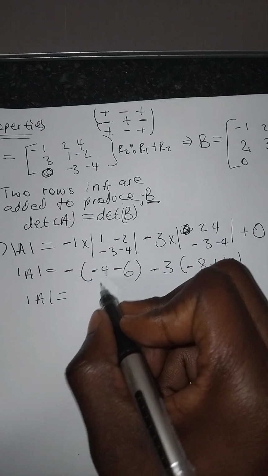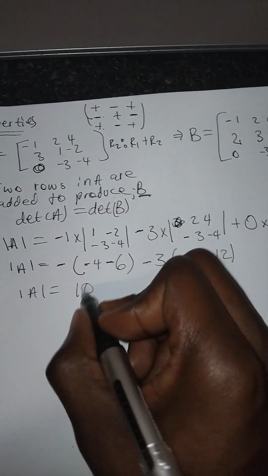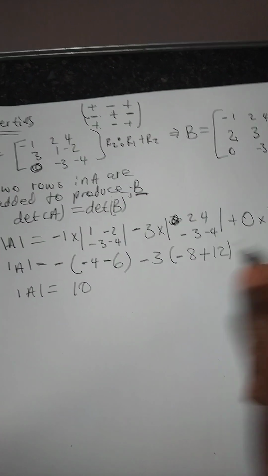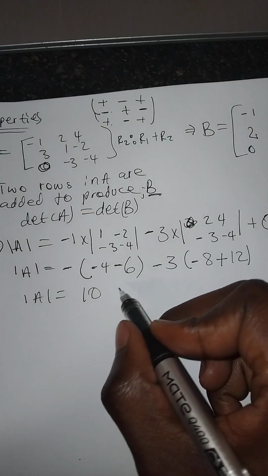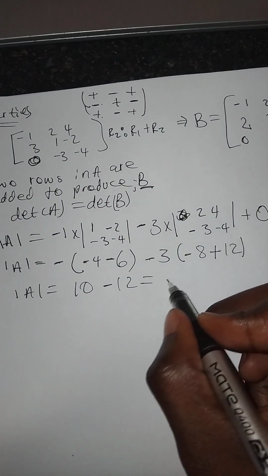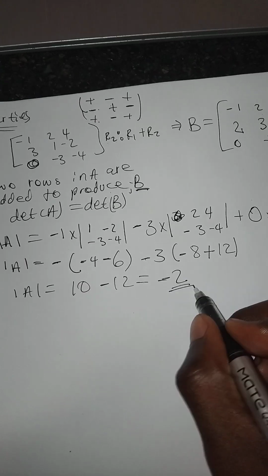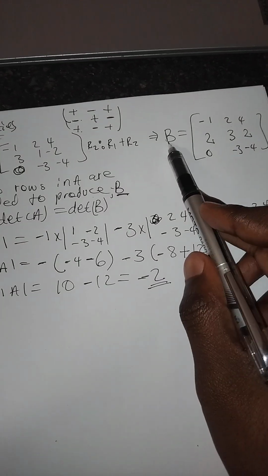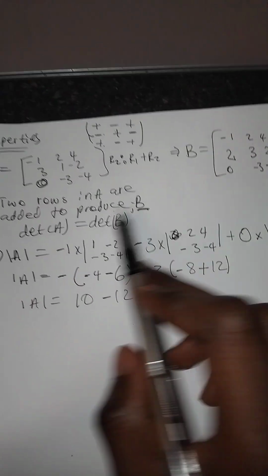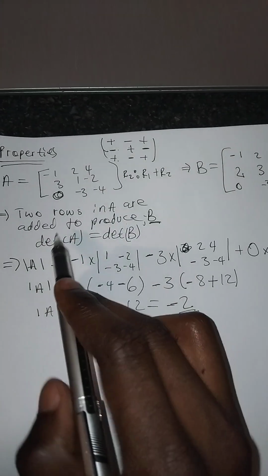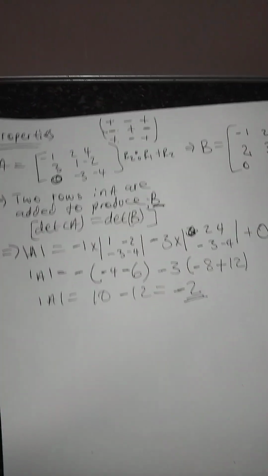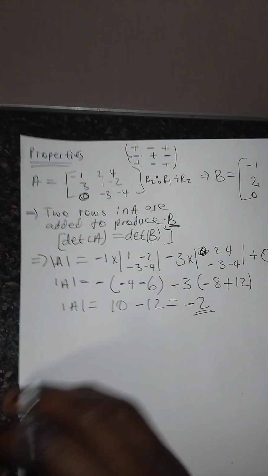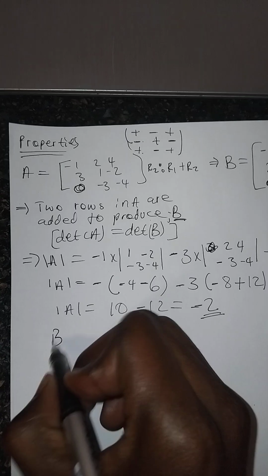So when we solve this, what do we get? We get 10. Then here, 8 minus 8 plus 4, that is going to give us a 4. Then by 3, that is minus 12. So the determinant is basically equal to minus 2. So we want to see that also the determinant of matrix B must be minus 2, since this statement tells us the determinant of A must be equal to the determinant of B. Okay, so let's go and then calculate the determinant of B now.